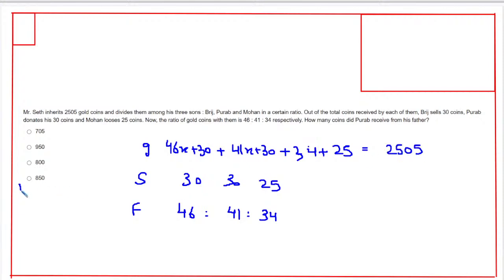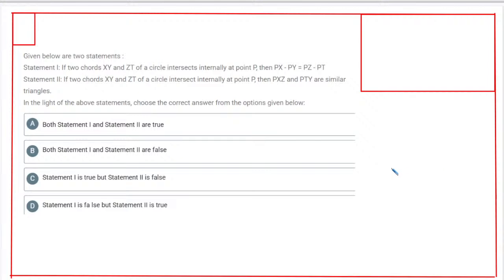Quite easy question. The answer is 850. We can find the x value and then you will get the answer. Is that clear? Okay, let's just skip this one. Yeah, try this out. 2 questions are there.